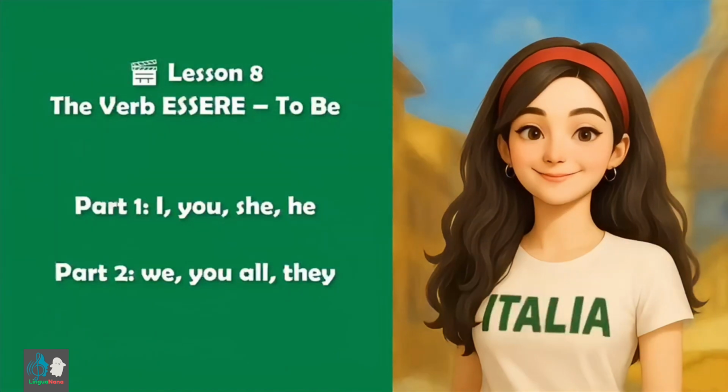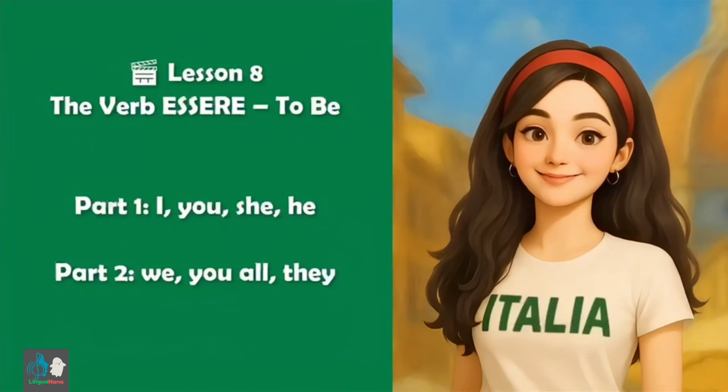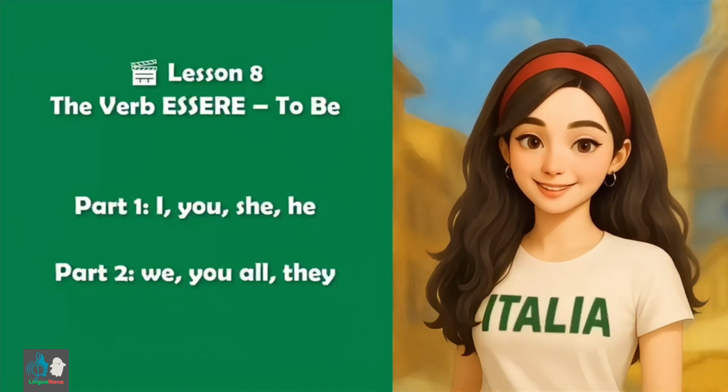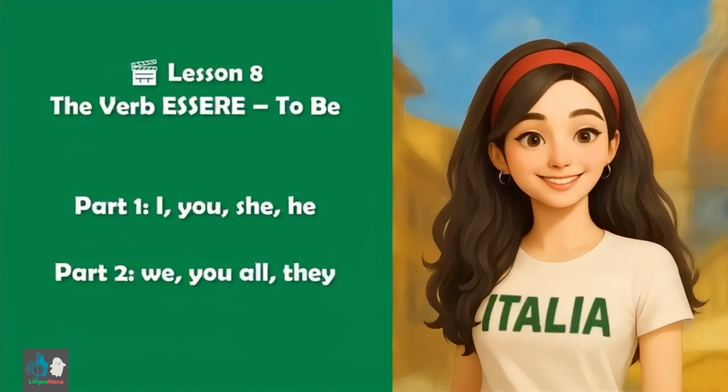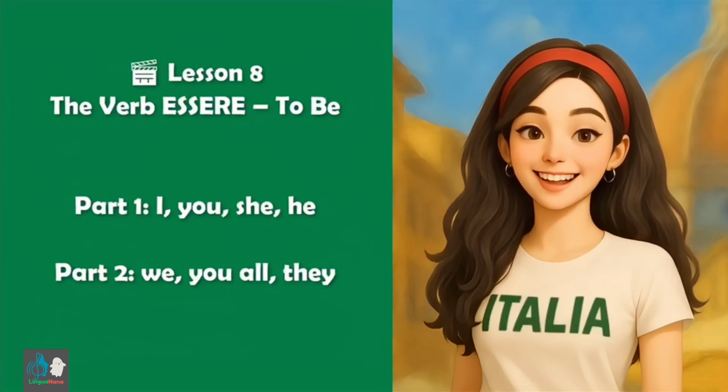Great job! You've just learned how to say I am, you are, he is, and she is in Italian. Now, let's go a bit further. What if you want to say we are, you all are, or they are? That's exactly what we'll cover next. Ready? Let's dive in.